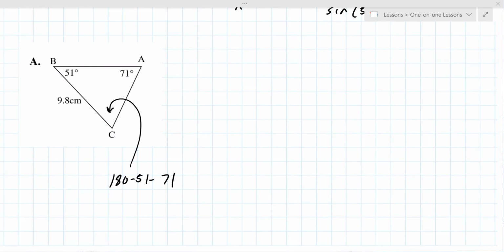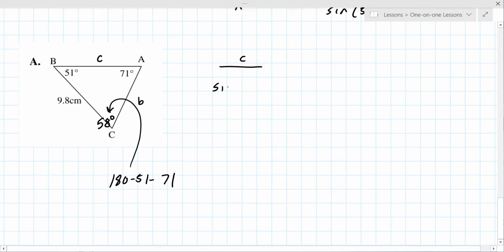121. And then it's 59. Yeah, 58. Okay, 58 degrees, because 2 plus 2. My bad. So now we've got to find little c and little b. It's little c because it's across from big C. So we're going to find little c first.